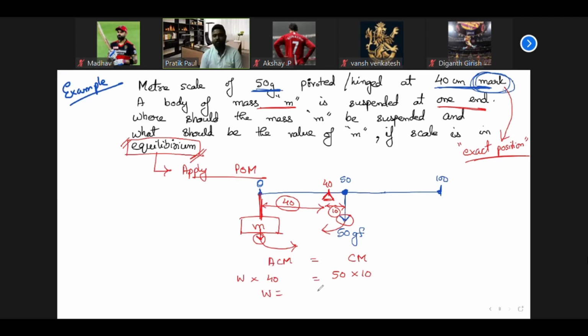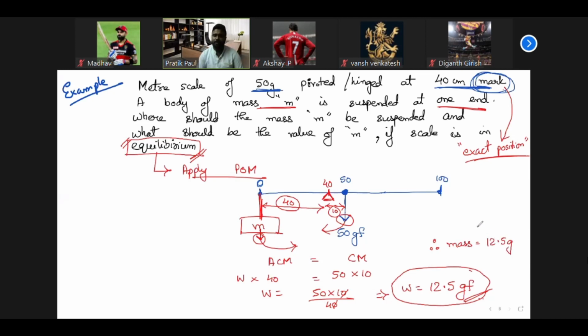So weight is equal to 50 into 10 divided by 40, which on calculating, 4 ones are 4, gives 12.5 gram. It is gram force. You always find out the weight. You never find out the mass. Now, if weight is so much, therefore, mass is equal to 12.5 grams. Please be very careful with the units. That's something which I am telling you.